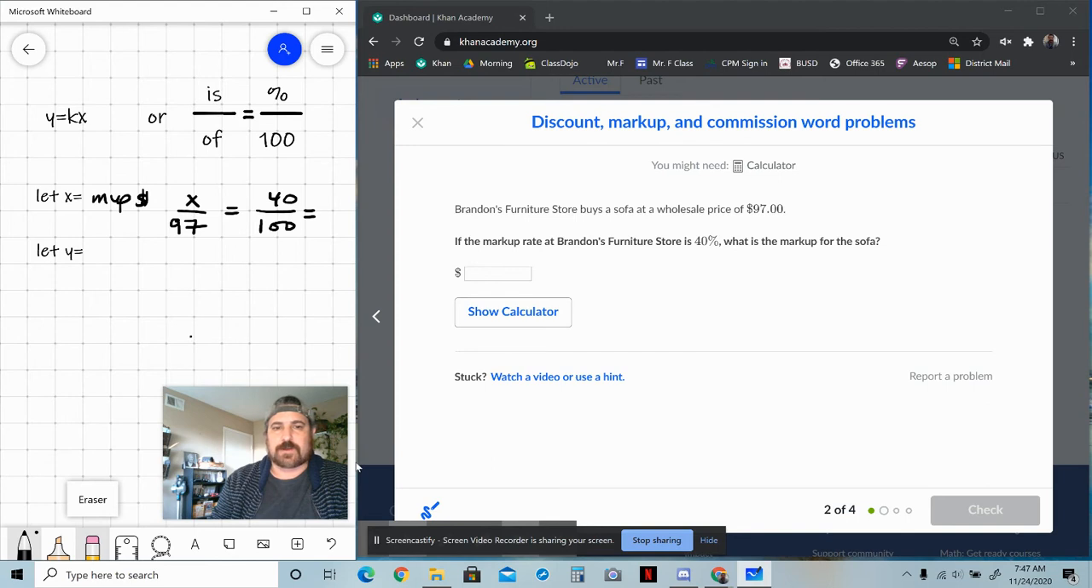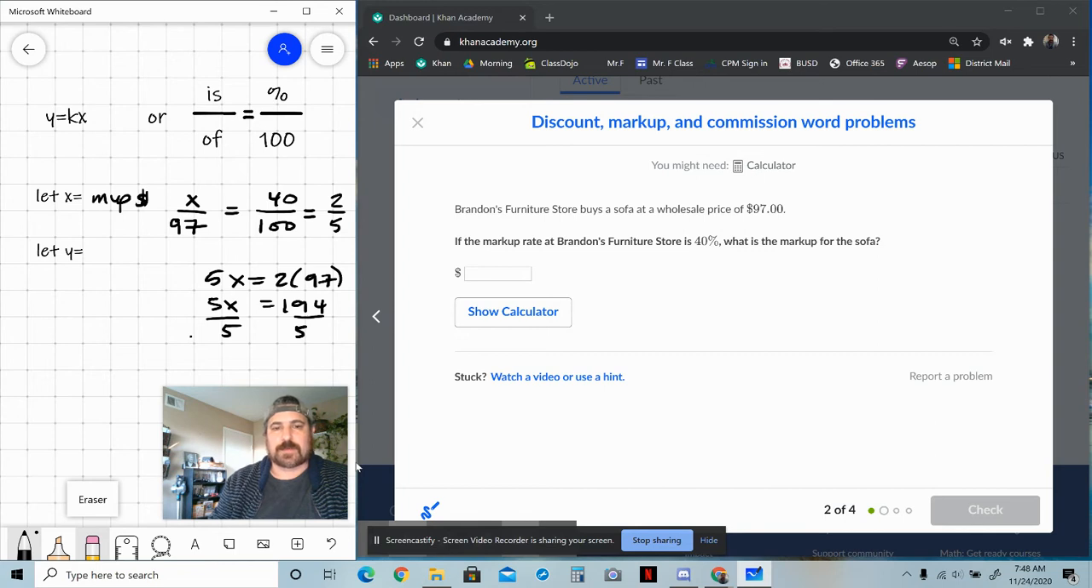This is the same as 4 out of 10 or 2 out of 5. So I would simplify this to 2/5. And then I would just do the cross product, right? So that will be 5 times x is equal to 2 times 97. And 2 times 97 is going to be 180 plus 14, so 194. And then you're going to divide both sides by 5.